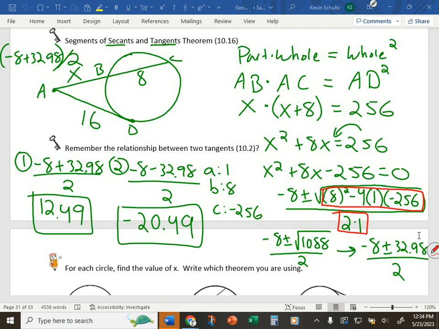Which answer is extraneous? The negative one. Why is the negative answer extraneous? Because you can't use it in the context, so that means you did all that for nothing.